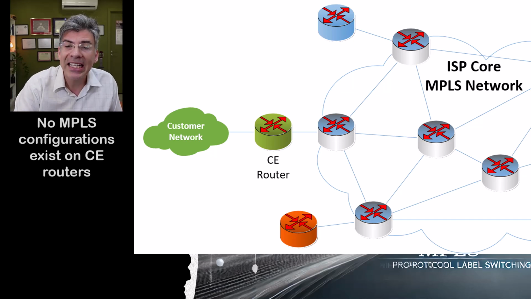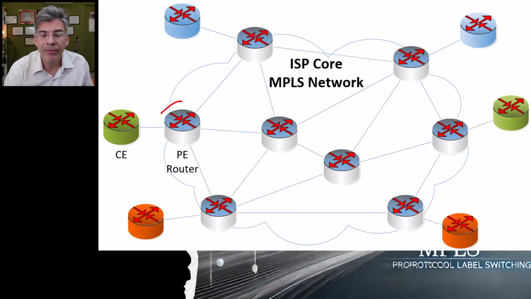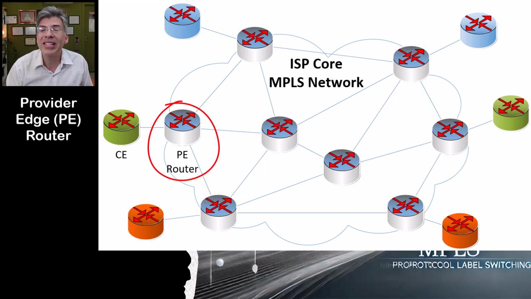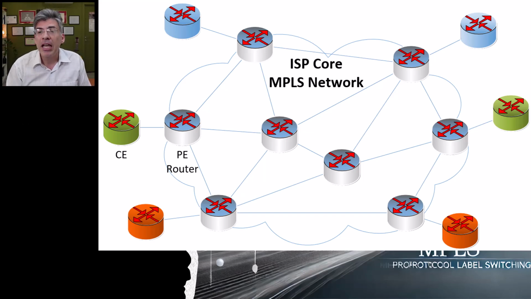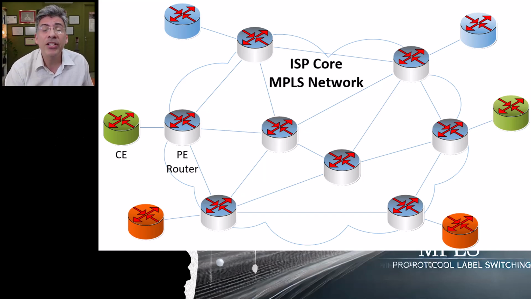But they, in turn, are connected to what we often call provider edge routers, or PE routers. Now, provider edge routers are those routers that exist on the edge of the MPLS infrastructure. These are the devices that connect to the customer premises equipment, which are the CE routers. So by definition, PE routers connect to one or more CE routers. Now, the term provider edge, or PE, is somewhat of an unofficial name, but it is used very often. The official name of these routers within the framework of MPLS is Label Edge Router, or LER.